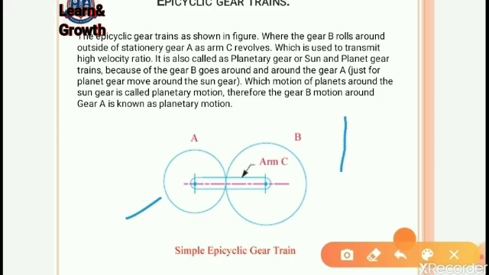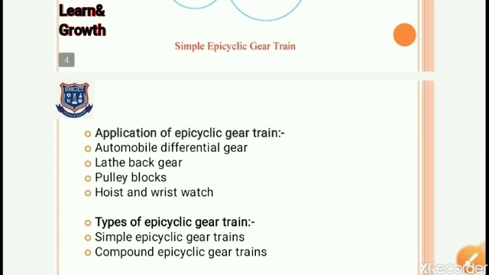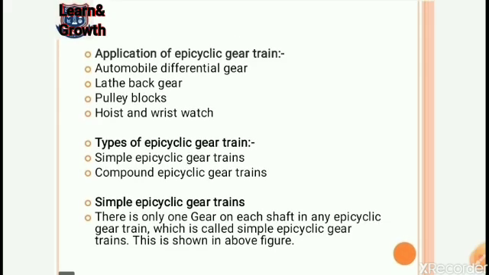Now we come to the topic of applications of epicyclic gear train. Students, basically the epicyclic gear train is used in automobile differential gears, in lathe machines, in pulley blocks, in hoists and wrist watches. Now the types of epicyclic gear train. There are simply two types: the first one is the simple epicyclic gear train, and the second one is the compound epicyclic gear train.